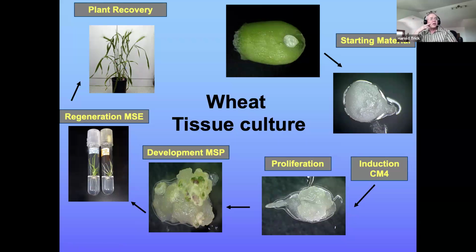We induce them to proliferate callus material. And that's the material that we genetically engineer. Then we move those on to selectable marker media where we start developing shoots from that material. We then go ahead and recover small plants from that material, and eventually we'll have plant recovery. So that's sort of the underlying as to how the tissue culture goes.